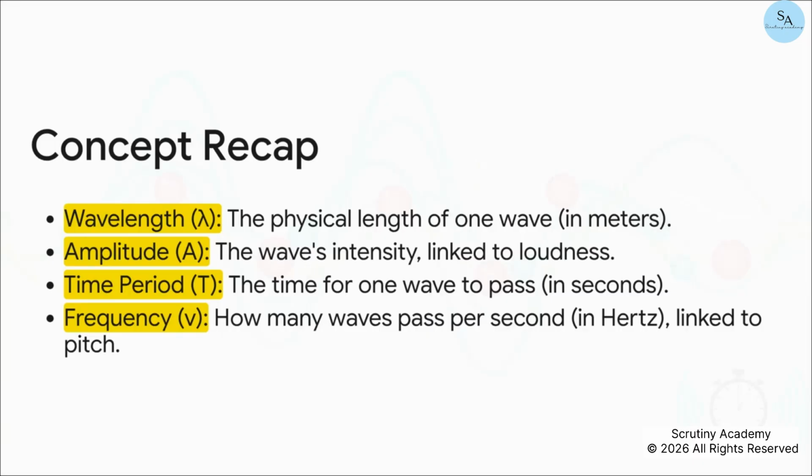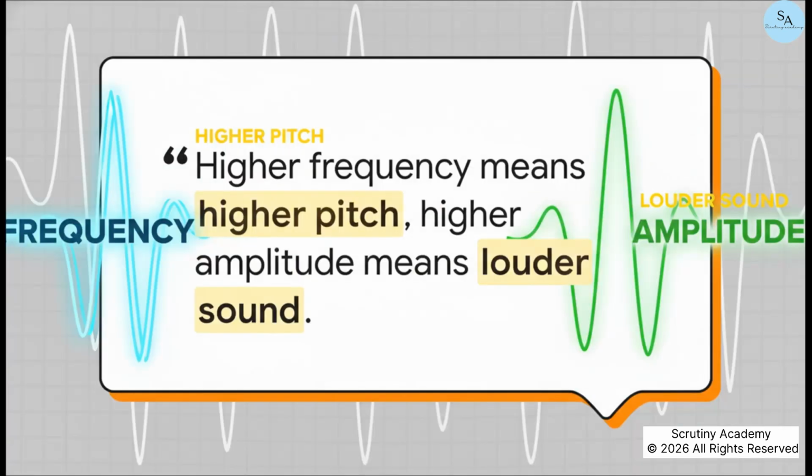So let's do a super fast recap of our entire toolkit. We've got wavelength, that's the length of the wave in meters. We've got amplitude, that's the intensity, which we hear as loudness. Then there's time period, the time it takes for one wave to pass. And finally, frequency, how often a wave passes per second, which we hear as pitch. And that all boils down to our final golden rule. Honestly, if you remember just one thing from all of this, let it be this. Higher frequency means higher pitch. Higher amplitude means louder sound. Once you truly get that simple connection, you've unlocked the secret to how the physics of waves creates the rich world of sound that we experience every single day.